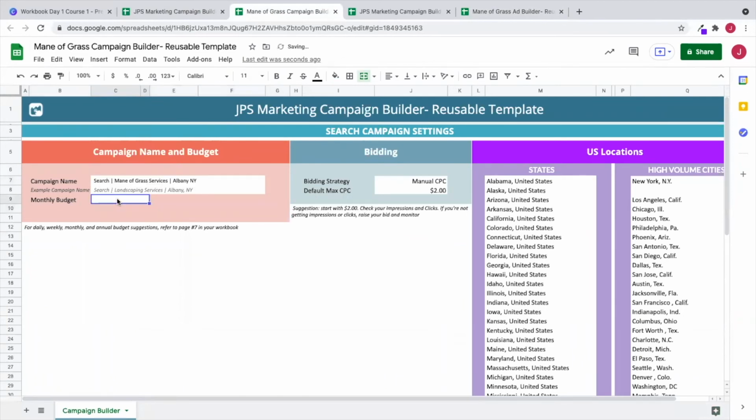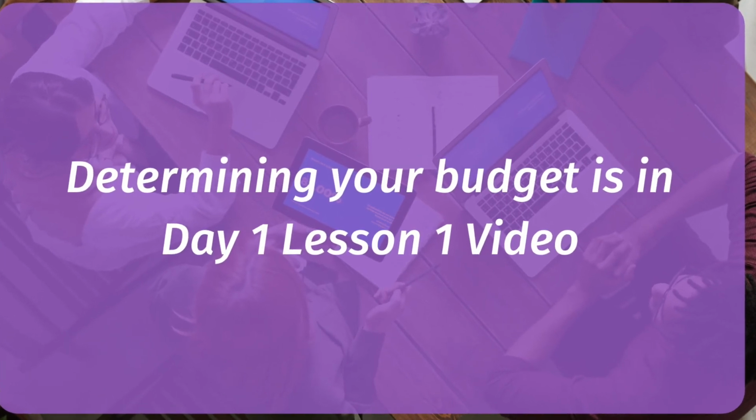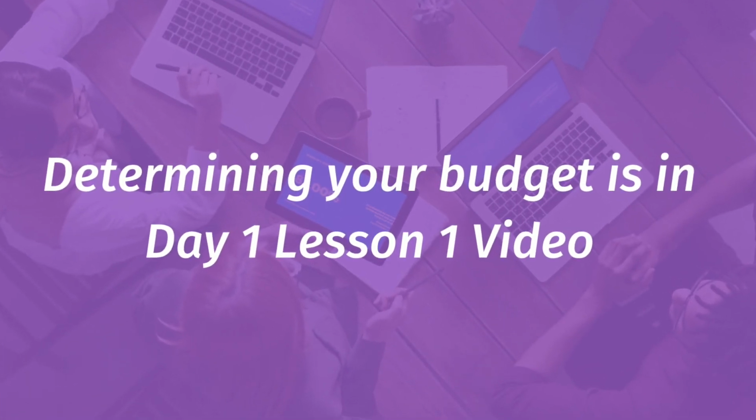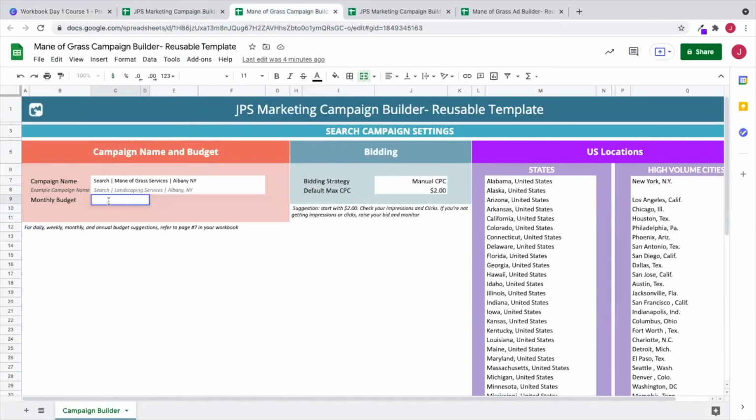And then I need to set my monthly budget. We did discuss monthly budget a little bit in the lesson 1, day 1 video. It's going to be page number 7 in your workbook. So if you want to pause it here, go ahead, take a peek at page 7 and review the budget. Feel free to refer to it, think it over, and plan out your budget there. Let's say I'm making $80,000. So my monthly budget would then be $1,000 a month, $33 a day. So I'm going to go ahead and fill that in my campaign builder, that my monthly budget is $1,000.